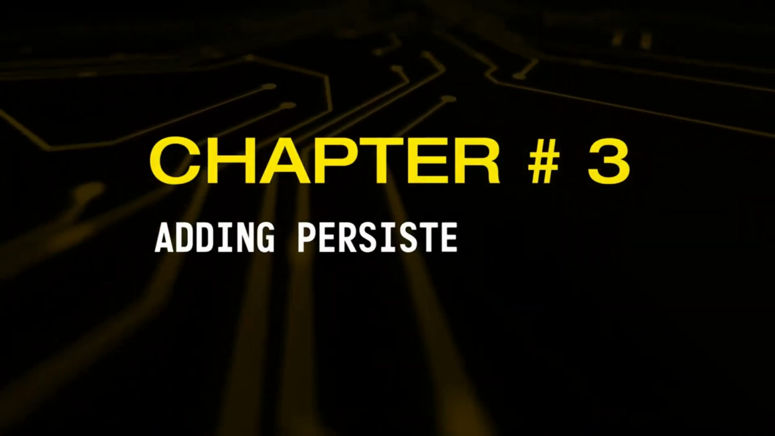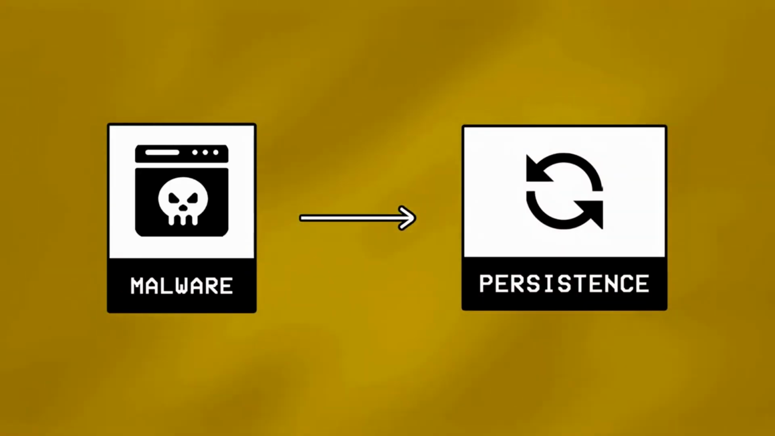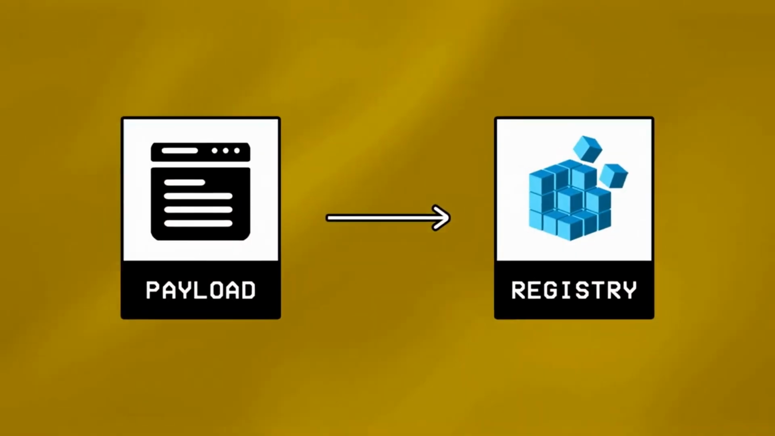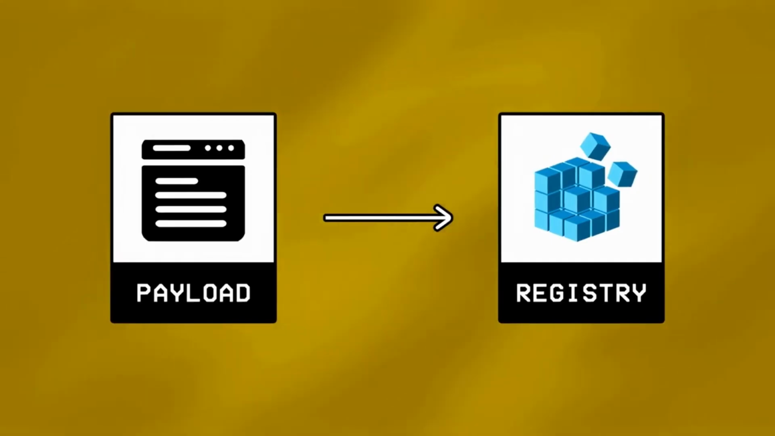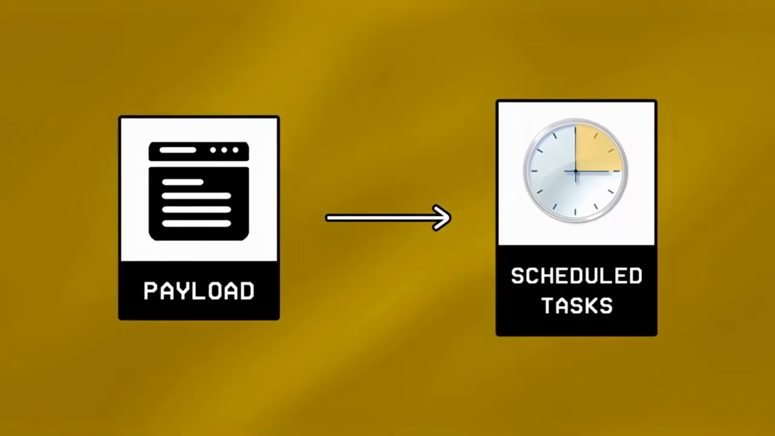Chapter number 3, adding persistence to a malware. Apart from hiding malware, hackers also need to make sure it stays persistent and automatically runs in the background after a system reboots. This is usually done by adding a few lines of code in the payload to tamper with the Windows registry, drop itself in the startup folder, or even create scheduled tasks that keep it alive.